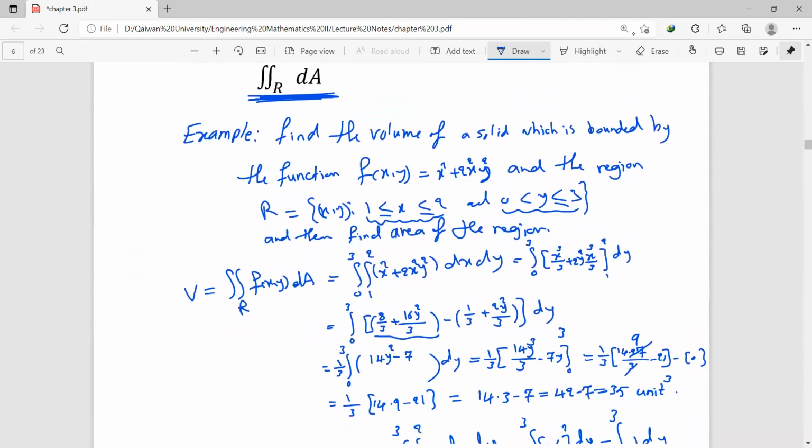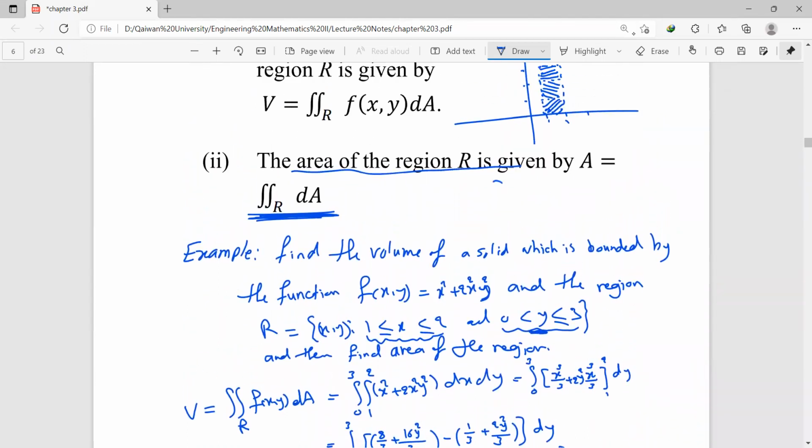Look here, we say y is from 0 to 3. When we say the double integration, first dx, then dy. That means this integration is for dx. That means x is from 1 to 2.